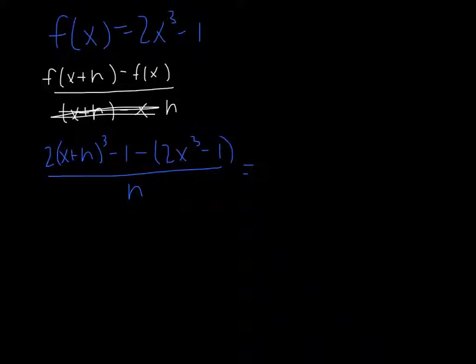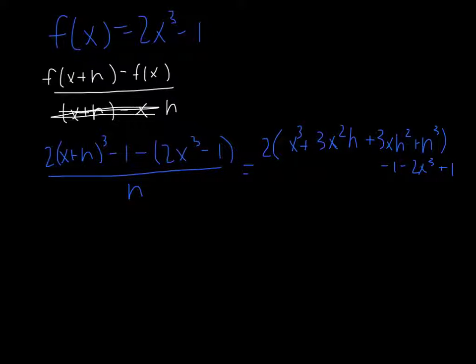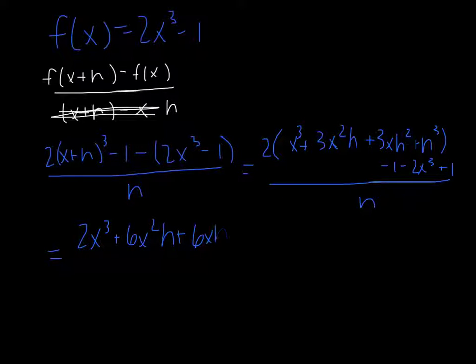So now I'm going to simplify this. It's really gross, but I'm going to do it anyways. 2 times x cubed plus 3x squared h plus 3xh squared plus h cubed, minus 1, minus 2x cubed plus 1, all over h, equals 2x cubed plus 6x squared h plus 6xh squared plus 2h cubed minus 1 minus 2x cubed plus 1 all over h.